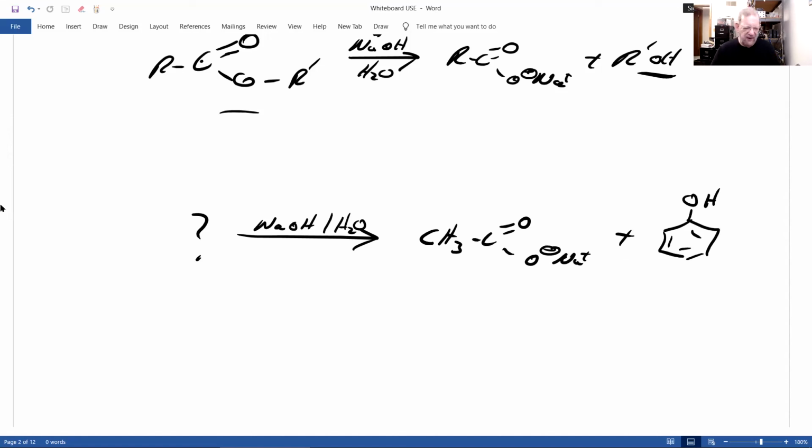And the question would be, what would you start with and react with sodium hydroxide and water to make these two compounds? And that, in case you can't see, is Na+.